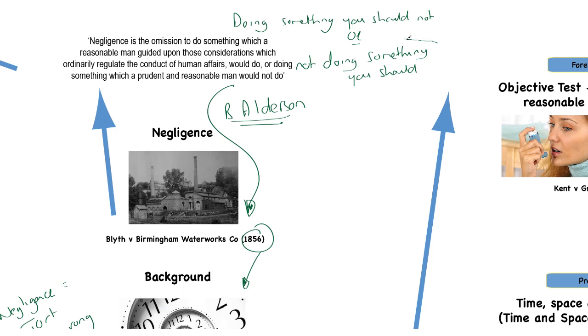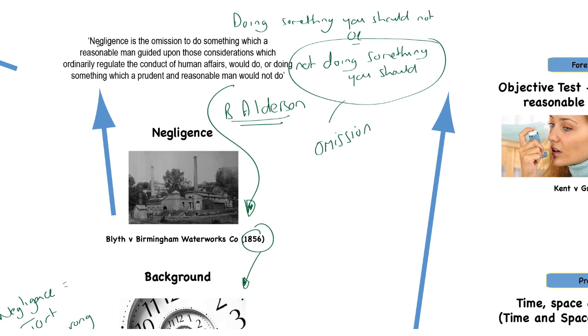This latter one, of course, we already know as our omission, don't we? Okay. So, if you can't remember that, then just remember that negligence means doing something that you should not do, or not doing something that you should do. That's in short.